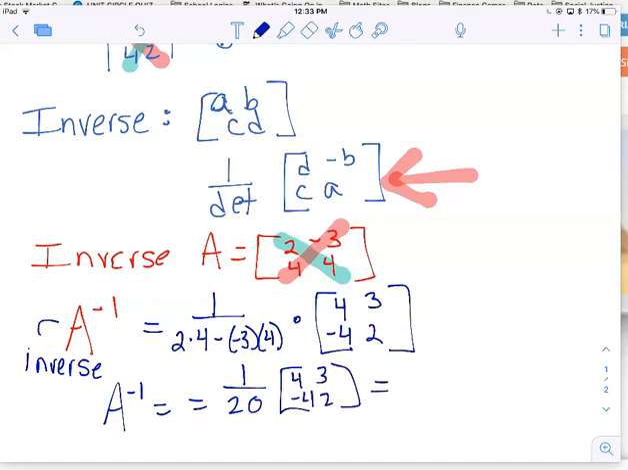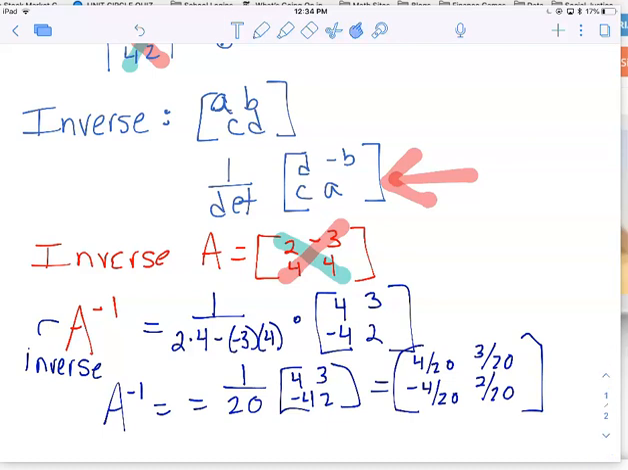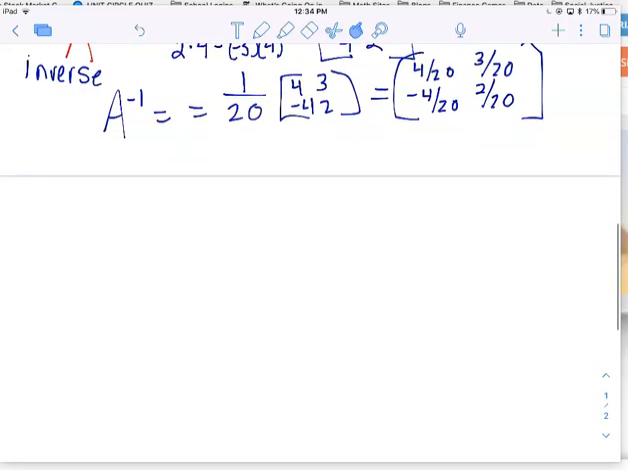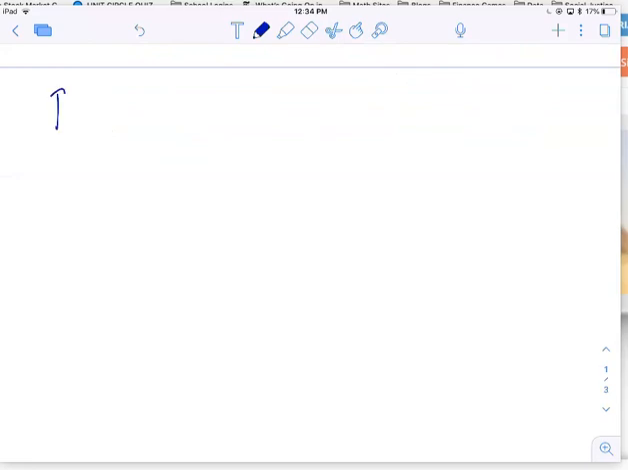So multiply that fraction in, so it's just 4 over 20, 3 over 20, negative 4 over 20, and 2 over 20. And we have our inverse. Let's take a look at one more. So let's say matrix B is 3, 5, negative 7, and 2. So we want to find our inverse.